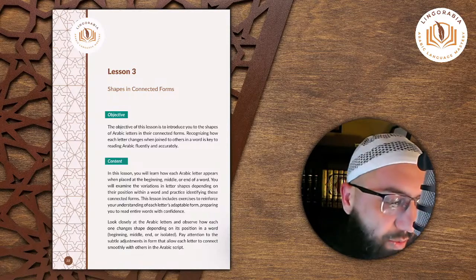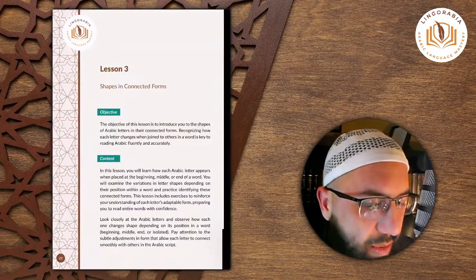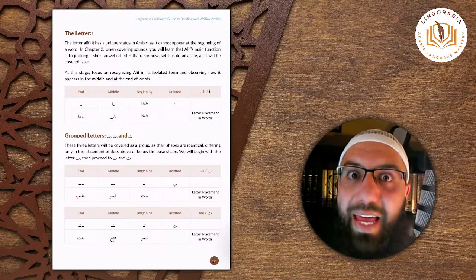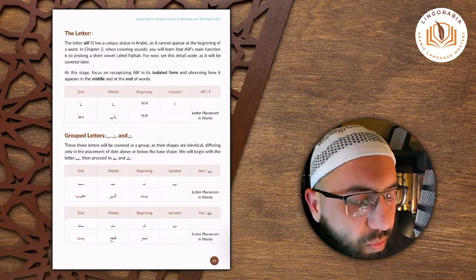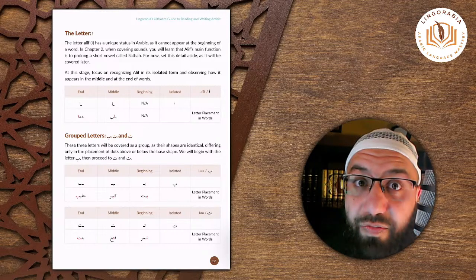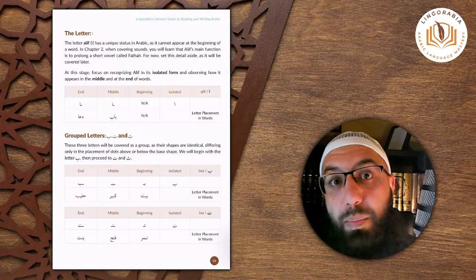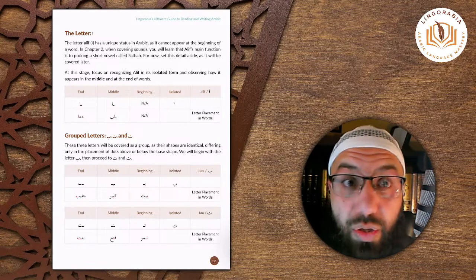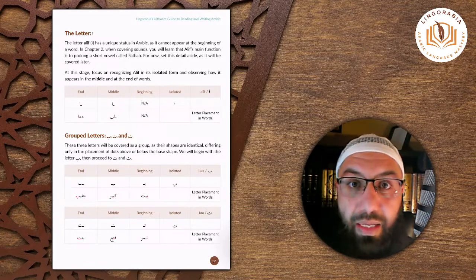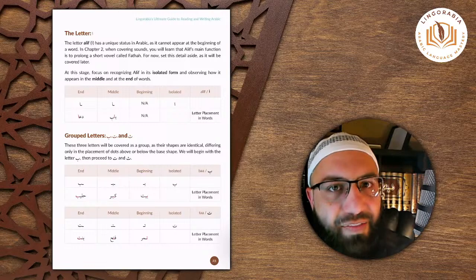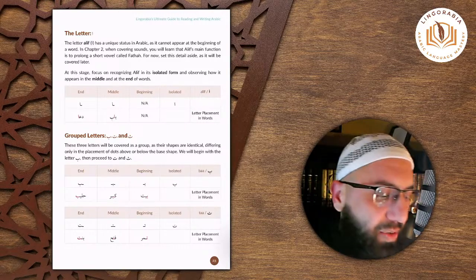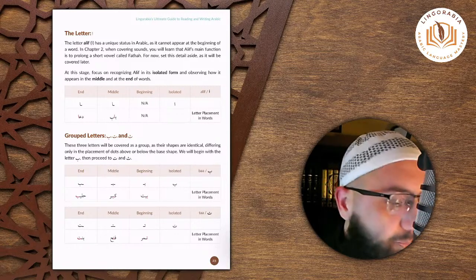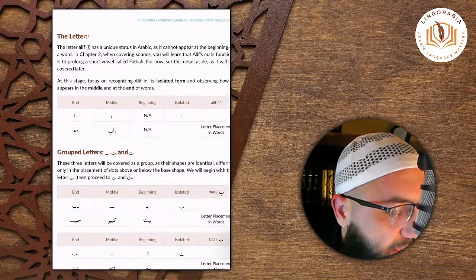Let's carry on then. This lesson is about the connected forms. Now let's start with the first letter of the alphabet again, the letter alif, but from the perspective of the connections that it has with other letters. Every letter can come at the beginning, in the middle, and at the end, but the alif is a very special letter, and this has to do with its function.